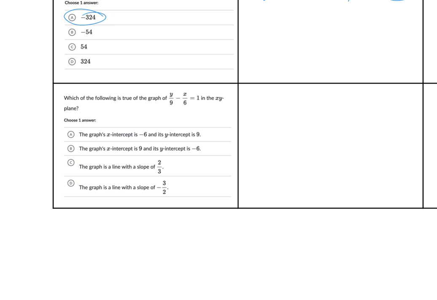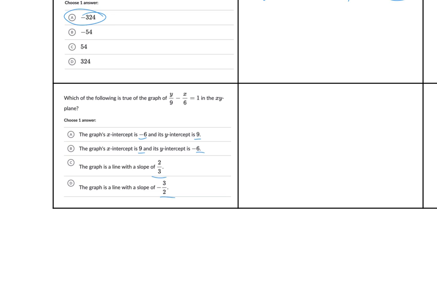Which of the following is true of the graph of y over 9 minus x over 6 equals 1 in the xy-plane? Okay, the graph's x-intercept is this, and y-intercept is that. So it gives me slope. One of the ways you could do this is just put this into Desmos and see if those intercepts work. You could check the slope, so graphing it on Desmos would work. A little bit tricky to graph on your TI-84.